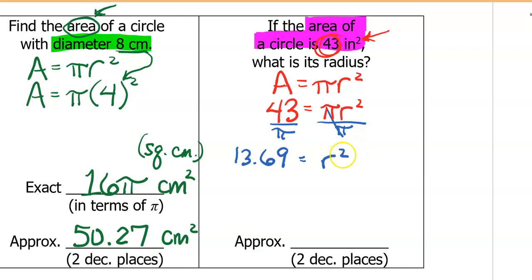Then we're ready to get rid of squaring, which we've done before. I want to take a square root on both sides. So square root of 13.69 gives me 3.7 on the nose. If you wanted to write a second decimal place, you could certainly do 3.70.